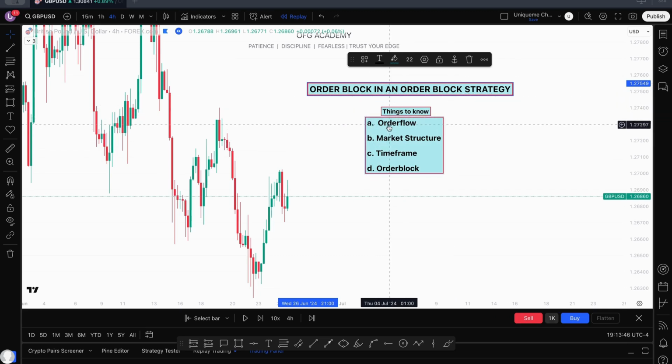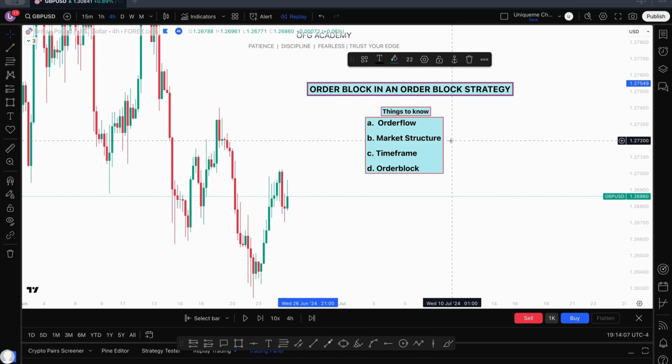Firstly, you're looking out for your order flow. Many of us are always very confused. I was confused first when I started Forex about what order flow is, but I got to understand that order flow means the direction of the market. Is it bullish, is it bearish, or is it ranging? So when someone says the order flow of the market, you just look at the market and know, okay, is it bullish or bearish? That's the first one.